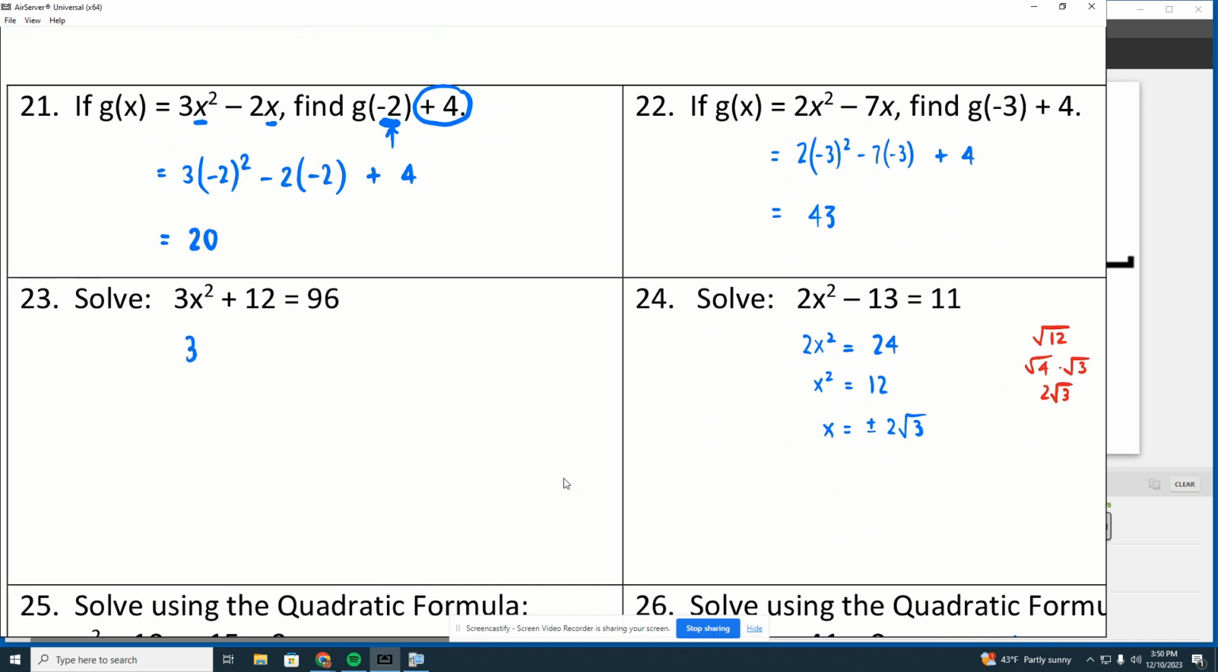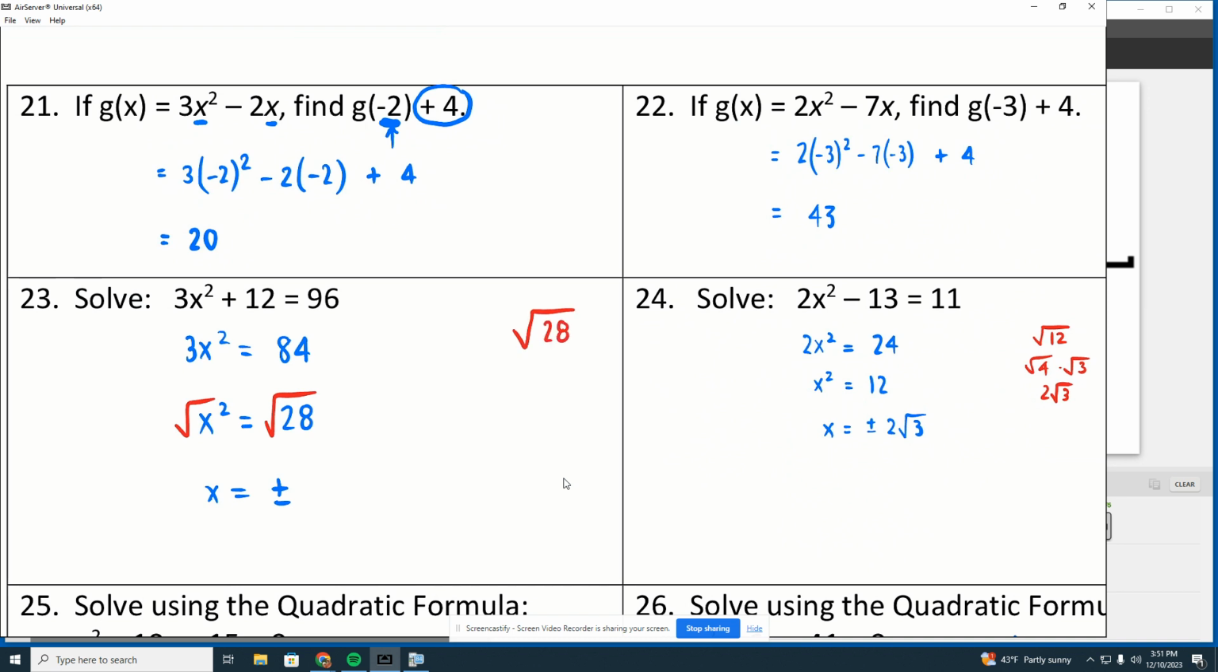So here I'm going to subtract 12. Well, 96 minus 12 is 84. Then I'm going to divide by 3. So x squared will leave me 28. Now you guys know to get rid of squares, we take the square root. And when we take the square root of both sides, we have to add this answer plus or minus. It's going to be a positive and a negative. We talked about that.